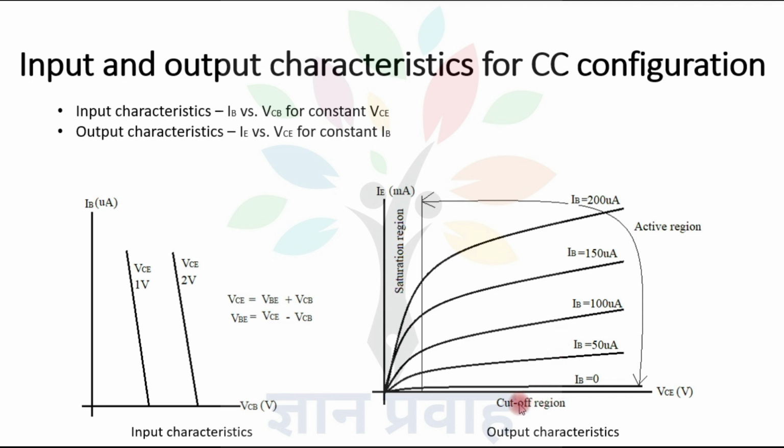Similarly, there are three regions: cutoff region, active region and saturation region. In the cutoff region, both the junctions are operating in reverse bias. In saturation, both the input junction and output junction are operating in forward bias. In the active region, the input junction is operating in forward bias and the output junction is operating in reverse bias.